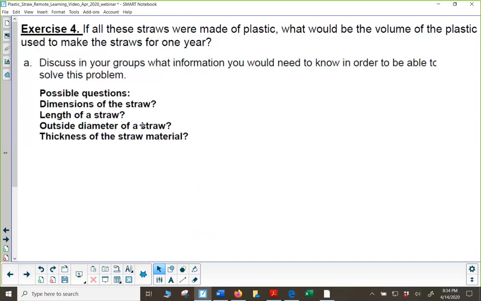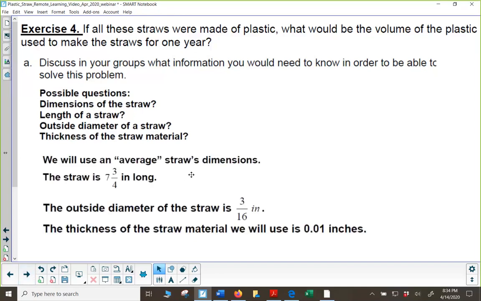But one of the things that I would like to know is the outside diameter of the straw. And I saw some of you went with inside diameter of the straw as well. I also thought it may be the thickness of the straw material. How thick is it that makes up the straw?